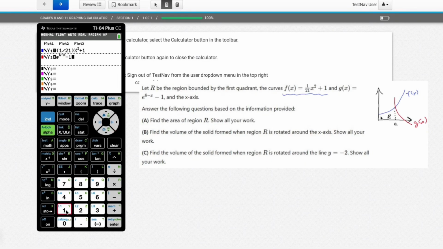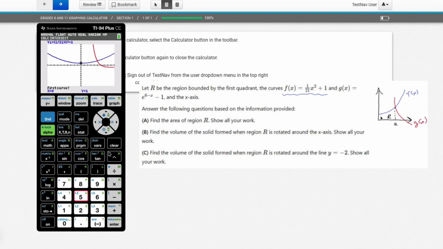All right. Let's see what this graph looks like. Okay, so there's the picture that I drew, but a little bit flatter maybe. So my thing number one is I need to find out what that a was. Now, I do that by finding the intersection of the blue and the red. So I'm going to hit second, calc, intersect.